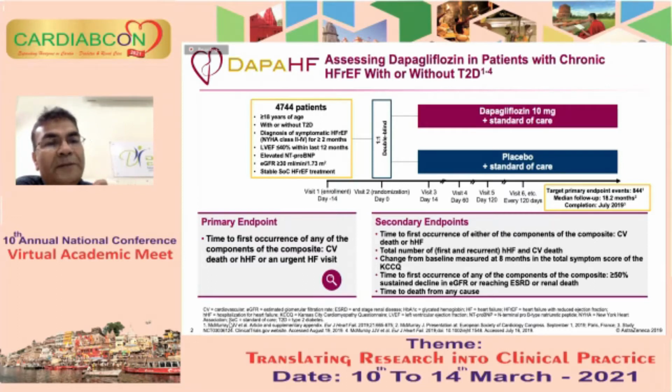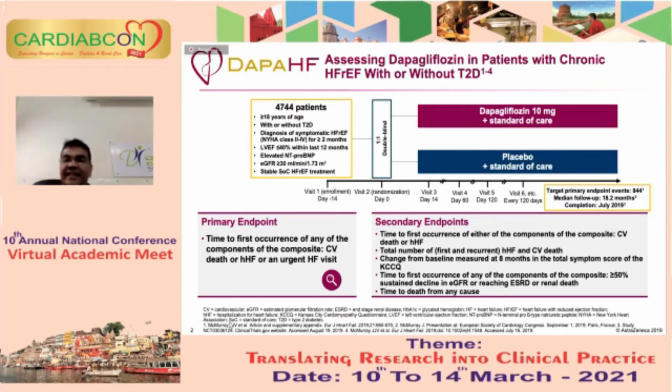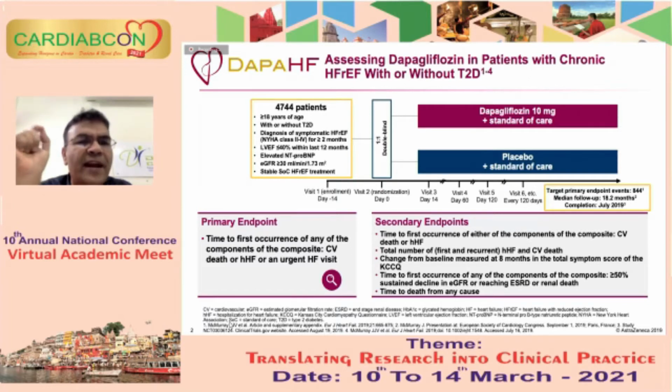And what was the primary endpoint? Time to first occurrence of any of the components of the composite: CV death, hospitalization for heart failure, or urgent heart failure visit. There were also secondary endpoints, like time to first occurrence of CV death or hospitalization for heart failure, total number of hospitalizations for heart failure and CV death, change from baseline at 8 months in the total symptom score of the KCCQ, time to first occurrence of the composite of more than 50% sustained decline in eGFR, reaching end-stage renal disease or renal death, or time to death from any cause. So there were many secondary endpoints, but the primary endpoint was very, very clear: in patients with ejection fraction of less than 40, time to first occurrence of CV death, hospitalization for heart failure, or urgent heart failure visit.